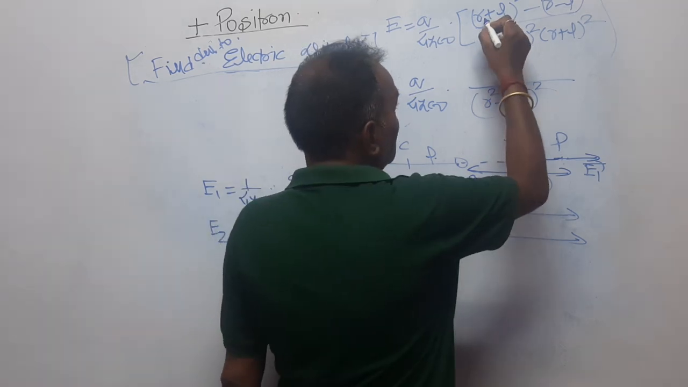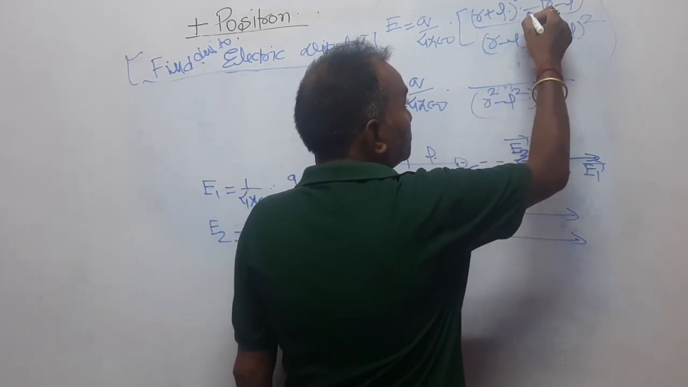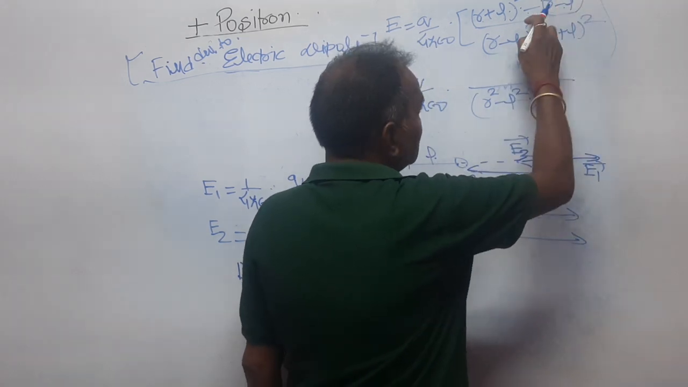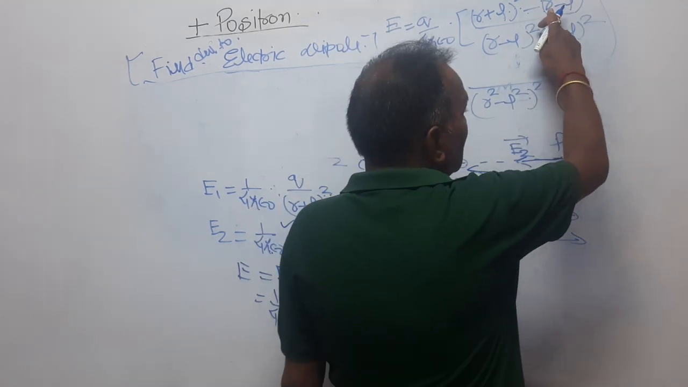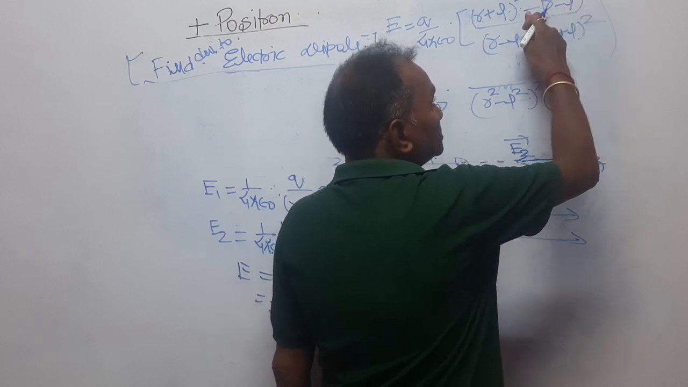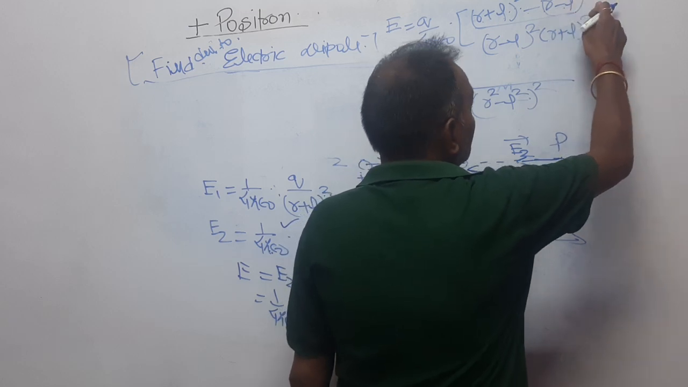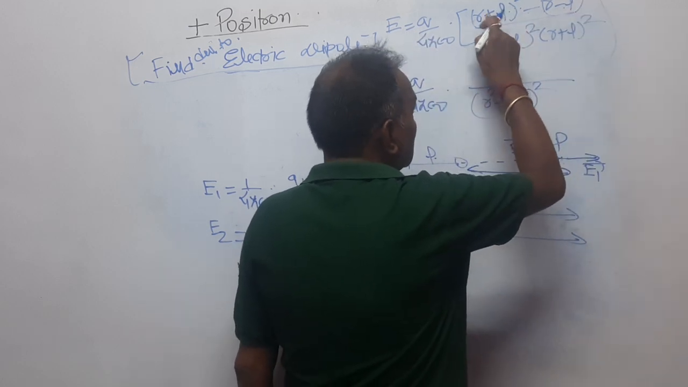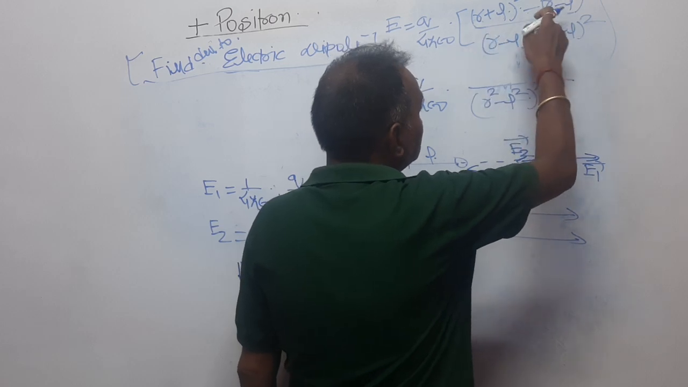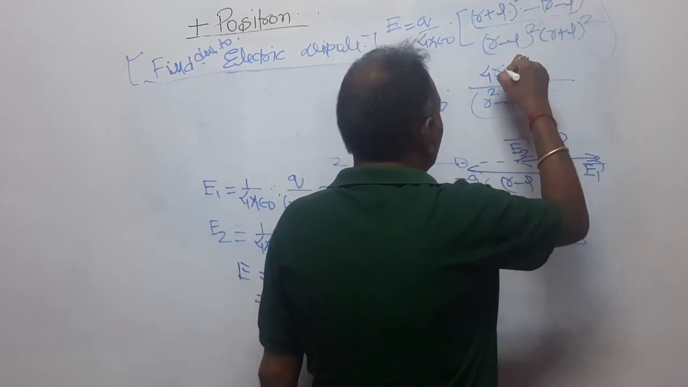Now dear students, A square plus B square plus 2AB, that is R square plus L square plus 2RL, minus this R square minus L square. You have to open this. It is actually R square plus L square minus 2RL. When you open this bracket, minus R square minus L square plus 2RL. So R square and L square will be cancelled in both the terms, and it is 2RL plus 2RL, that is 4RL.